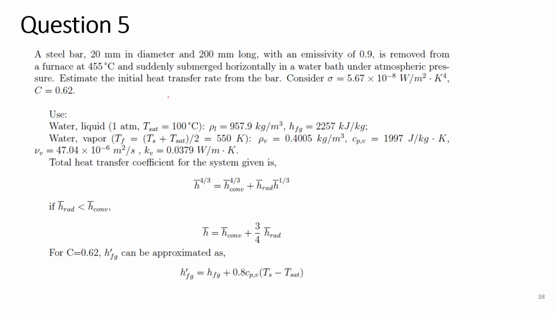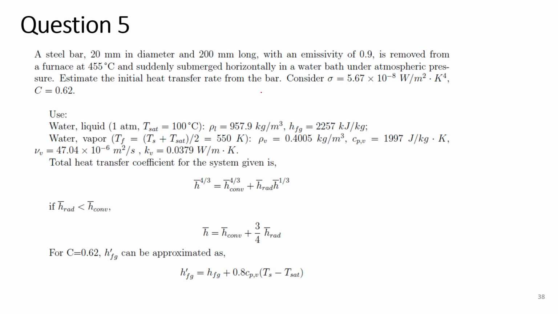In this question, we have been given that a steel bar of 20 mm in diameter and 200 mm long with emissivity of 0.9 is removed from a furnace at 455 degrees Celsius and suddenly submerged horizontally in a water bath under atmospheric pressure. Estimate the initial heat transfer rate from the bar.